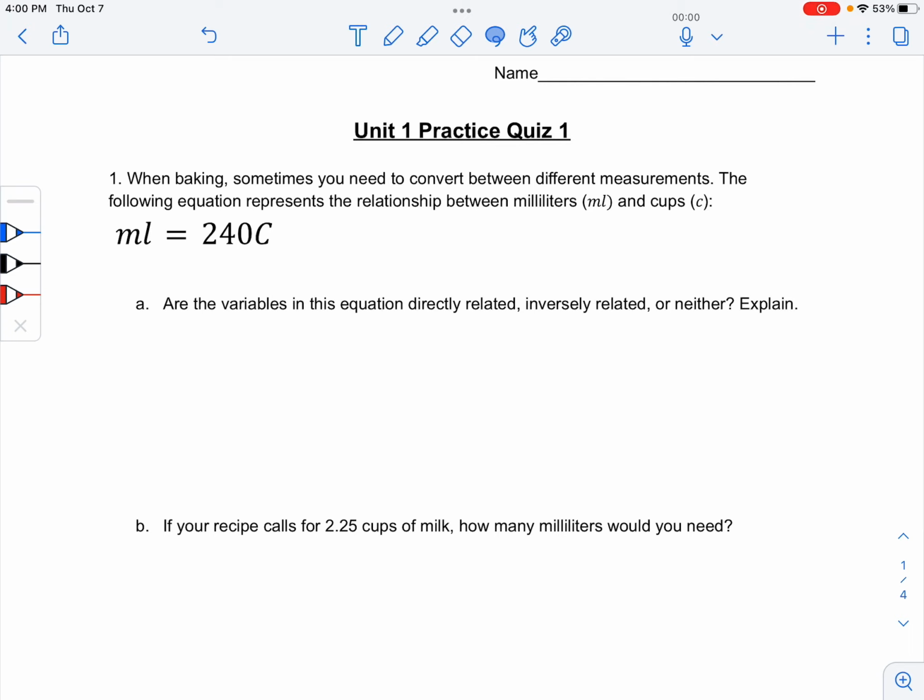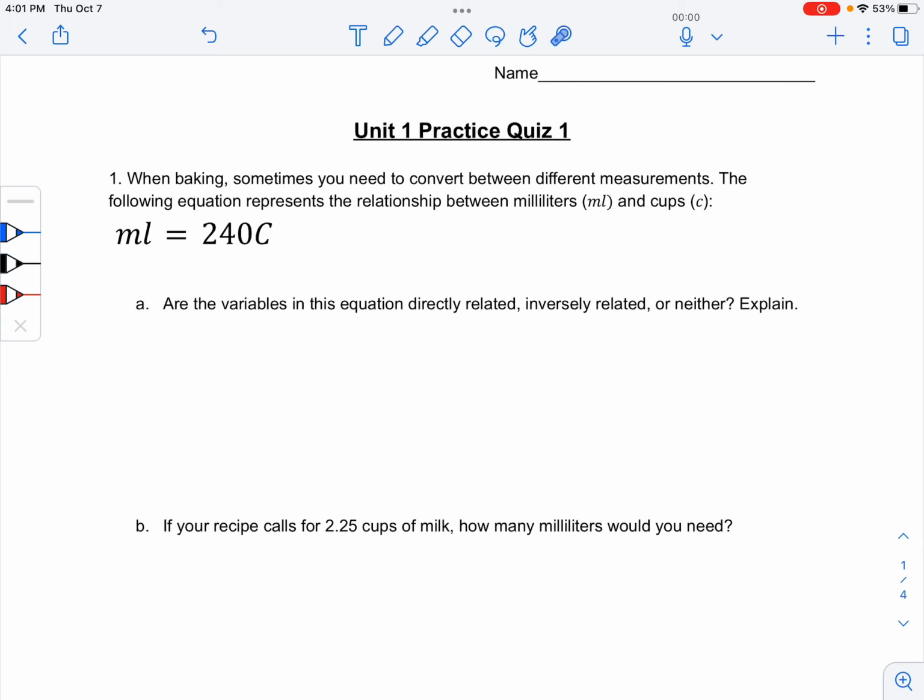Go back, try the problems alone, without answers in front of you, and make sure you can actually do it yourself. We need to practice the math in order to get better at it. You can't just look at it. So let's jump into it here.